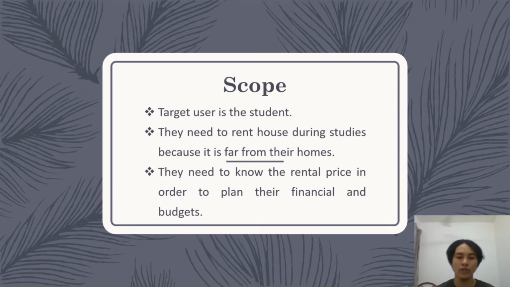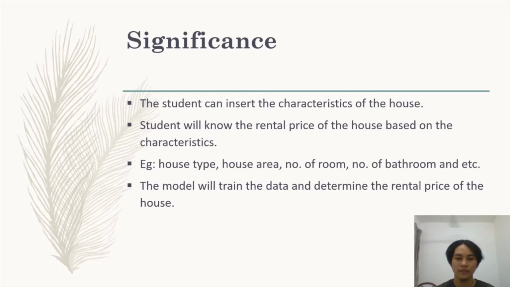For the scope, the target user is students. For the significance, students can insert the characteristics of the house. Then the student will know the rental price of the house based on the characteristics. As example, the characteristics of the house are house type, house area, number of rooms, number of bathrooms, and etc.